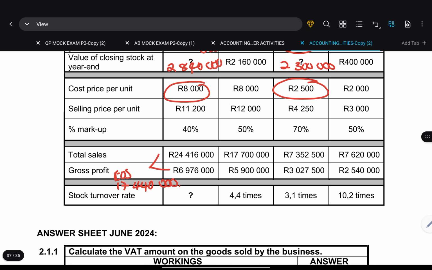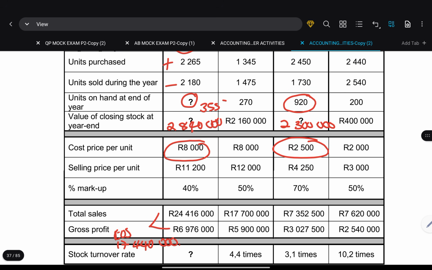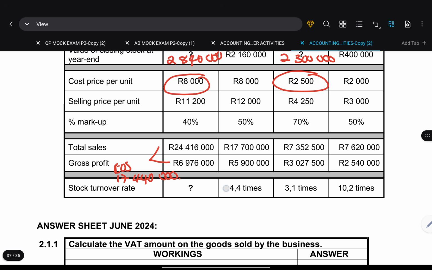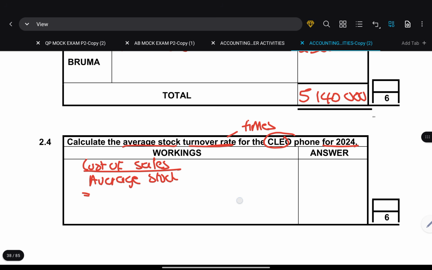We can also check how many units have been sold just to get an idea if it will be the same. Remember, number of units sold is 2180. So we say 2180 multiplied by the cost price, which is 8,000. It will give us the same figure, right? So if the cost of sales is not given for specific identification, you just take unit cost, multiply it by the number of units that were sold. Remember, you're going to look at the product that they are talking about. So our cost of sales is 17,440,000.